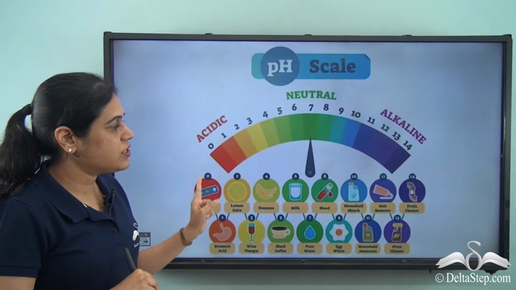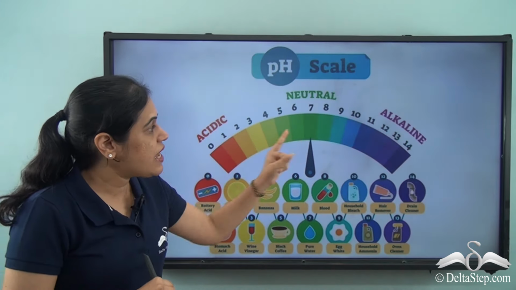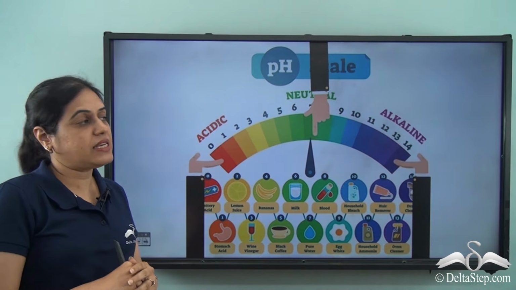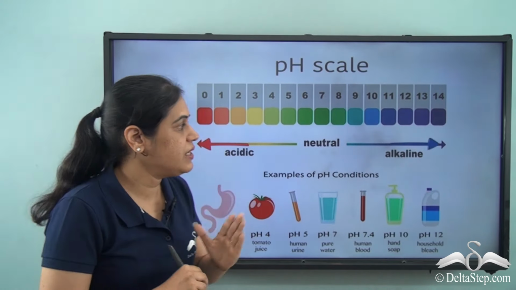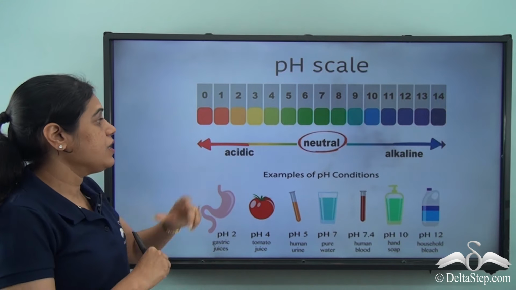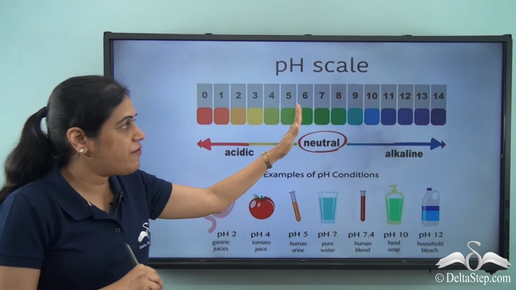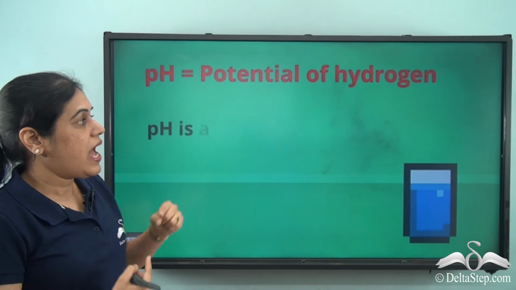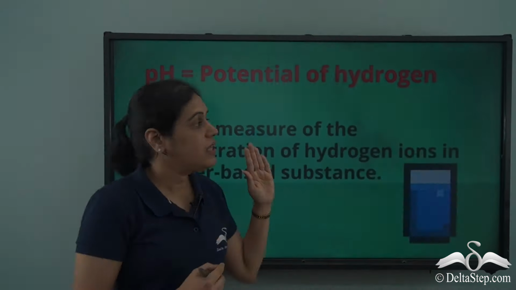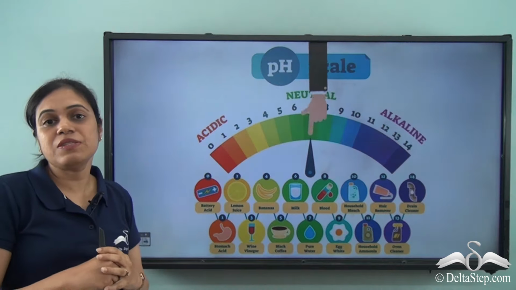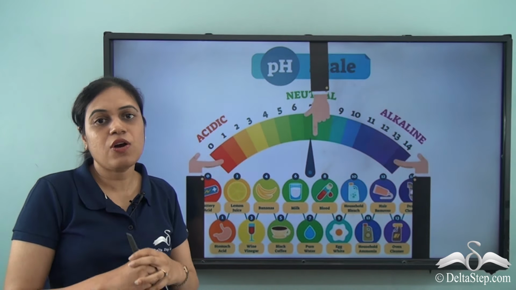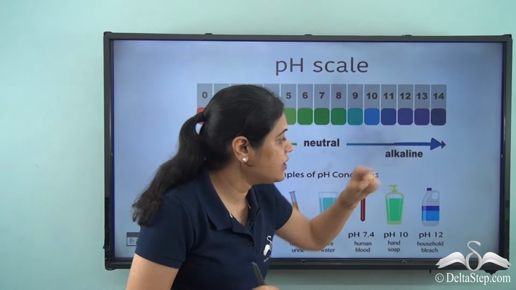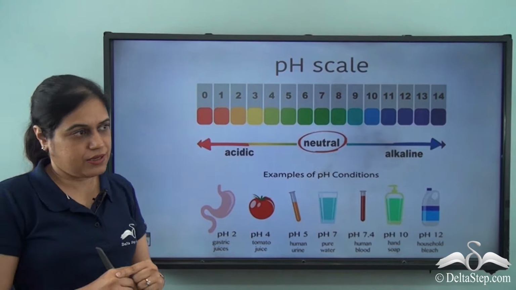It is a measure of the concentration of hydrogen ions. 7 means the substance is neutral. Less than 7 means it is acidic, and more than 7 means it is basic or alkaline. As we move away from 7 towards 0, the substance becomes more and more acidic. As we move towards the other side of 7, the substance becomes more and more basic or alkaline. 0 stands for very acidic and 14 stands for very basic.